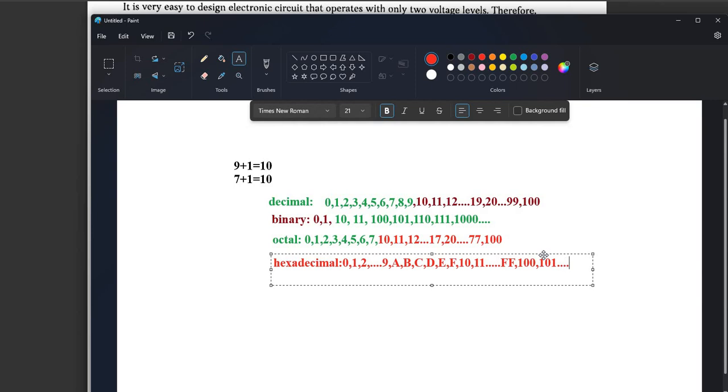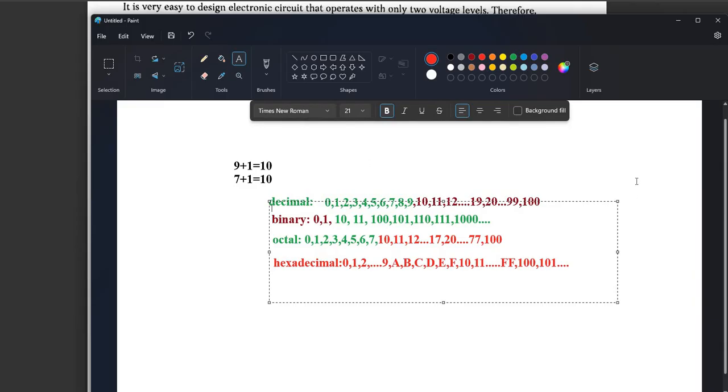Okay, so these are the 4 different types of number system that we were discussing today: decimal number system, binary number system, octal number system, hexadecimal number system, right? So today before discussing about the conversion techniques, we will learn about how to add the decimal numbers.